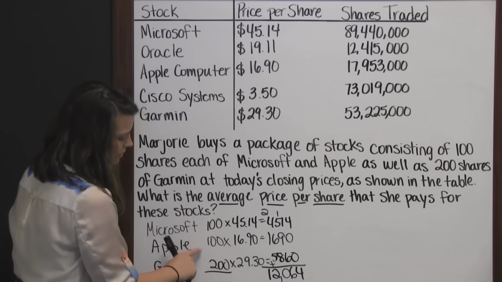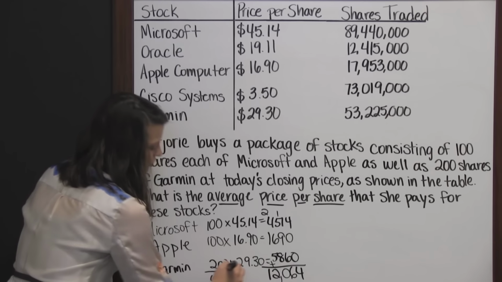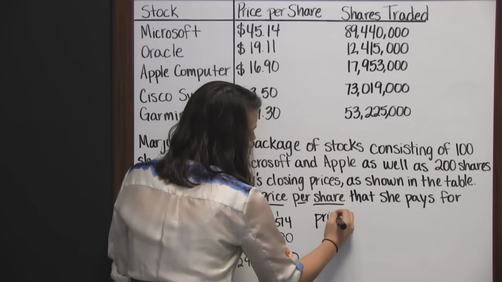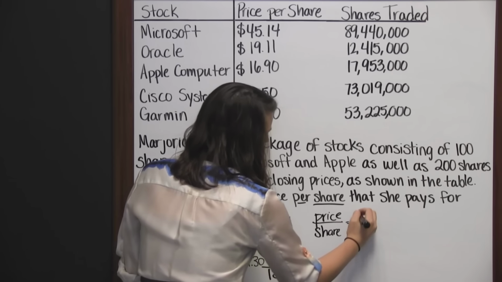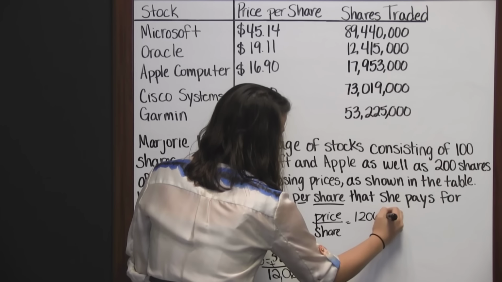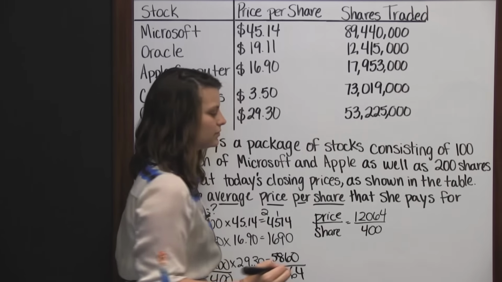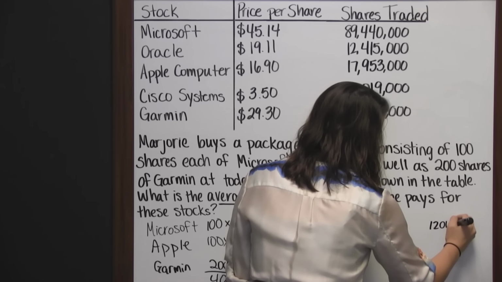Just add these up. 200 plus 100 plus 100. That's a total of 400 shares. So the average price per share would be $12,064 divided by 400 shares. So all we have to do is divide those two numbers.